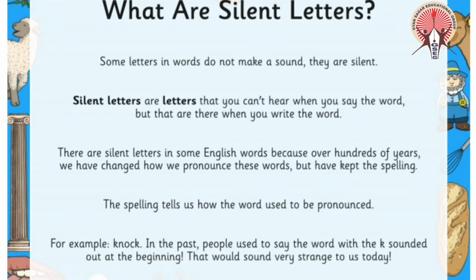For example, knock. Nowadays we pronounce it as nock. K is silent here. But in the past, people used to say the word with the k sound. Okay? In the beginning. That would sound very strange to us today. If we speak and pronounce it that way today, it will be very strange for us. We have changed the way we pronounce these words, but we have kept the spelling.